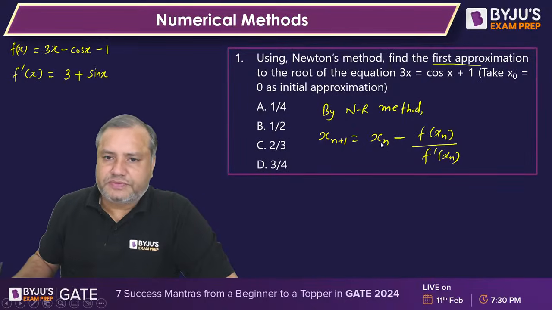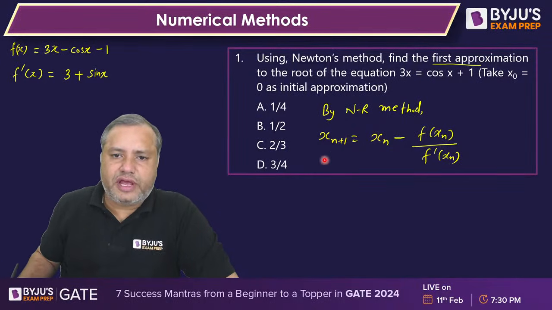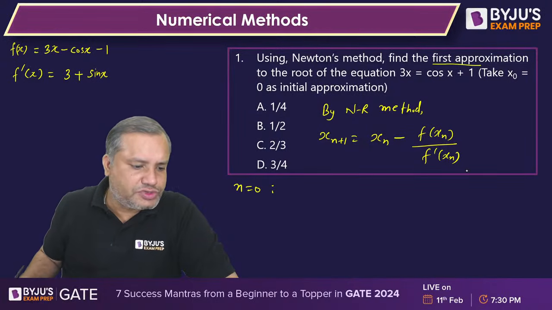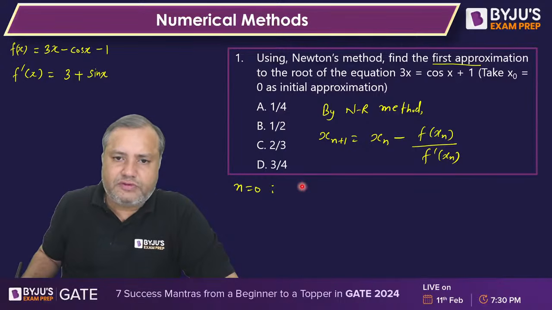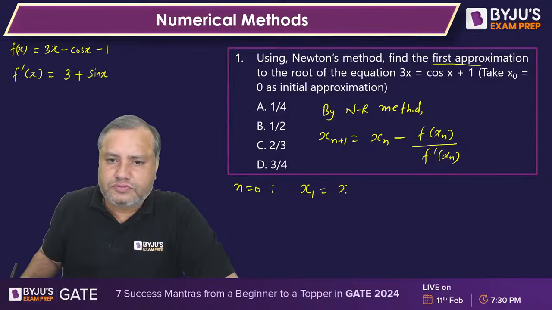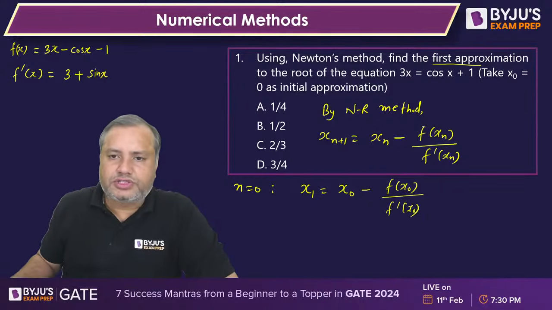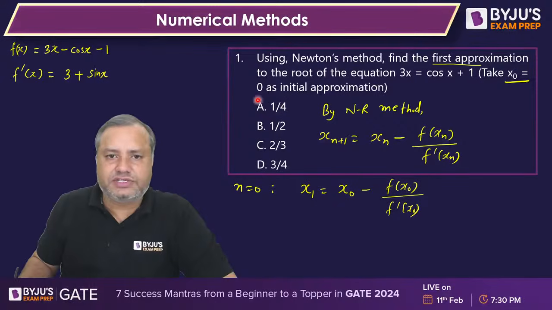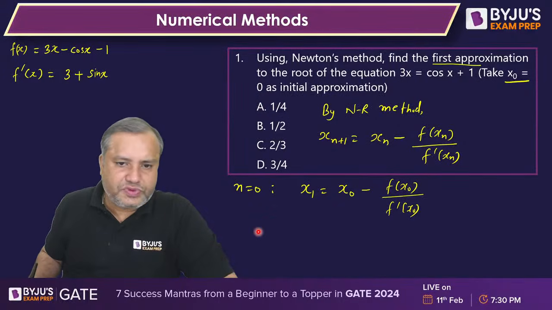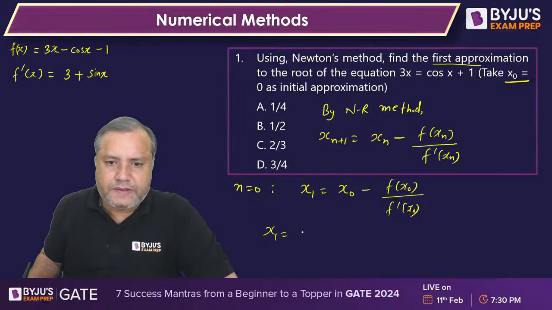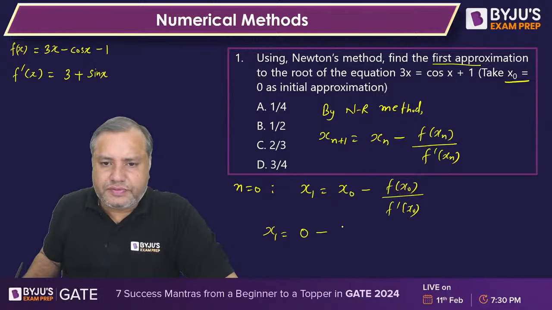Yes. So students, for the first approximation, n equal to 0. You can put n equal to 0. When we put n equal to 0, we'll be getting x1 equal to x0 minus f of x0 upon f dash x0. Now students, in this question, x0 is given as 0. So 0 minus f of 0 upon f dash 0.